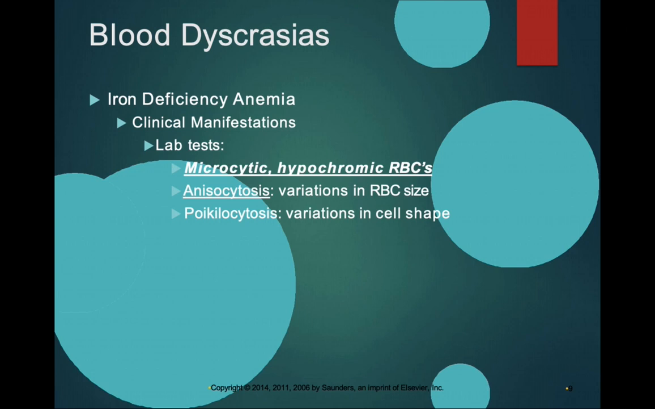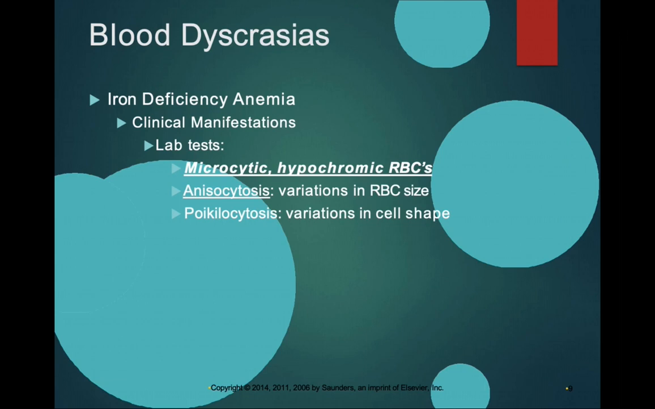Anisocytosis is when the red blood cells vary in size. And poikilocytosis is when they vary in their shape. But the key to this one is going to be the microcytic hypochromic. I would certainly know that. I've seen this on so many different boards in the past, and students always confuse this in relationship to iron deficiency anemia as well as B12 anemia. So make sure you put that in your internal database, okay?